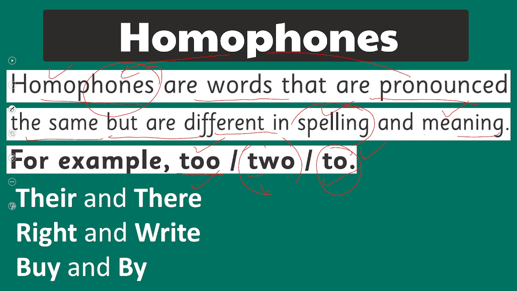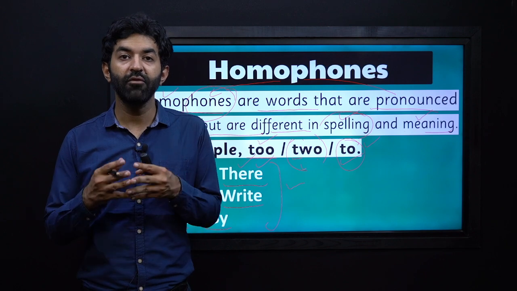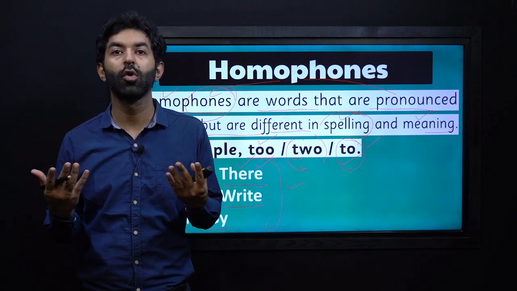Similarly, we have examples like their and there. Their is a pronoun shown for possession, and there is for showing direction. Here, there. So they have different functions, meanings, and spellings, but they are sounding the same. Right and write, by and buy. All these words are homophonous. It means they are homophones. So every word that is sounding the same with other words, all of them make a group of homophones.